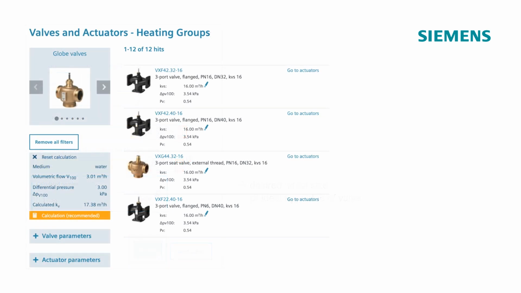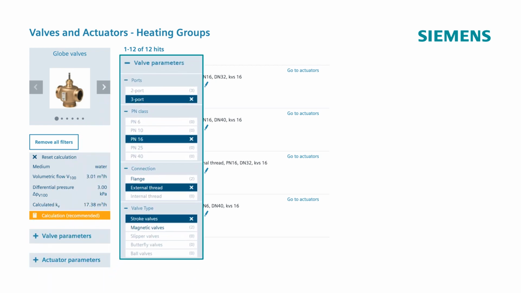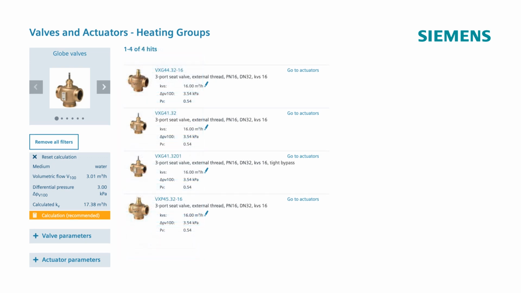This select list can be further reduced. For that, select the desired or required valve parameters such as ports, connection and valve type. The selection is now limited to 4 applicable valves. We select the valve VXG 44.32-16 because this is suitable for a room heating group.